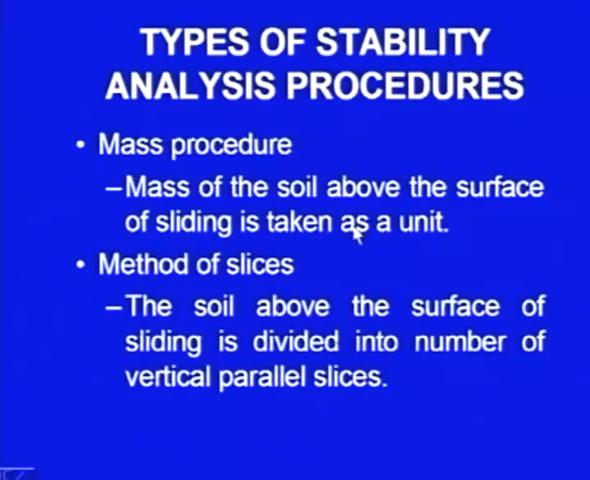Then we discussed the types of stability analysis procedures. The first category is of those methods where the mass of the soil above the surface of sliding is taken as a whole, as a unit. The entire body is considered as a free body and its equilibrium is considered for analysis. In the second method, which is called the method of slices, the mass is divided into a number of vertical parallel slices. So, we had started discussions on the first method, the mass procedure.